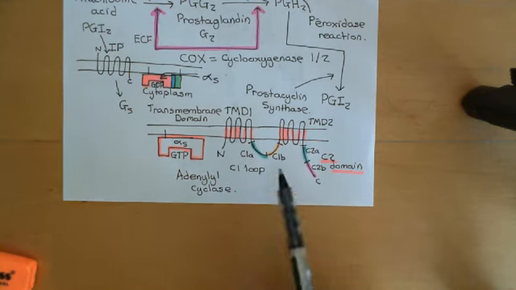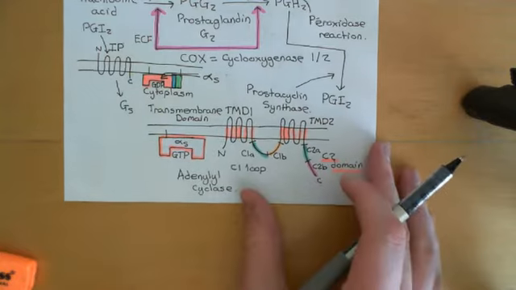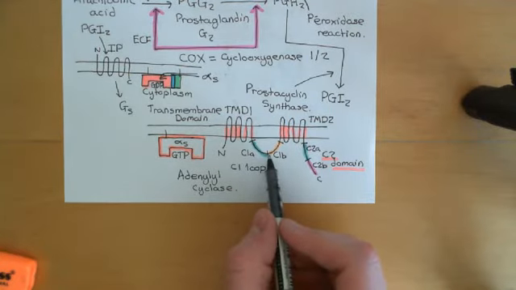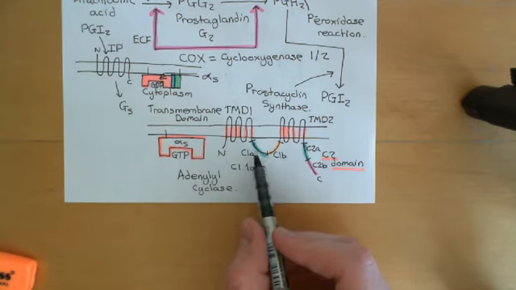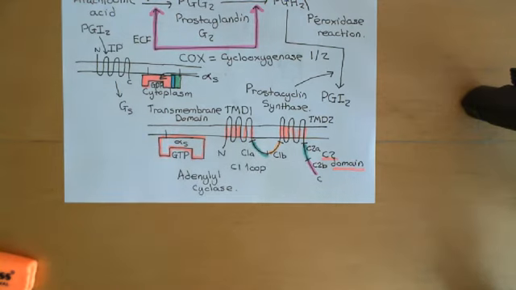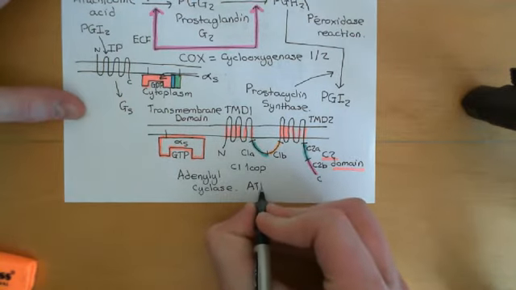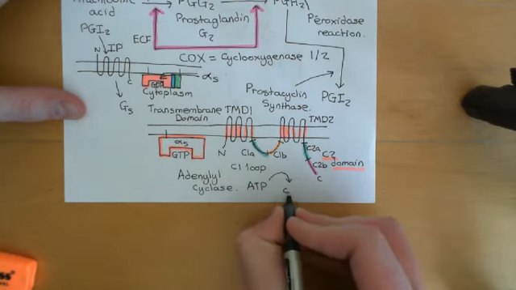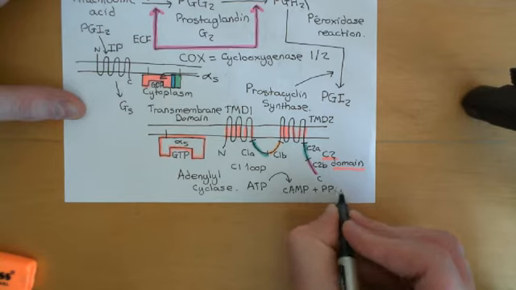Where were we? Right, how the alpha S activates the adenylyl cyclase. It binds to a portion of the C1 loop and a portion of the C2 domain, and brings them close together. That promotes the dimerization of C1a with C2a, and therefore the conversion of the inactive adenylyl cyclase into an active state. Once activated, it will take in adenosine triphosphate and convert it into cyclic adenosine monophosphate and pyrophosphate, PPi.